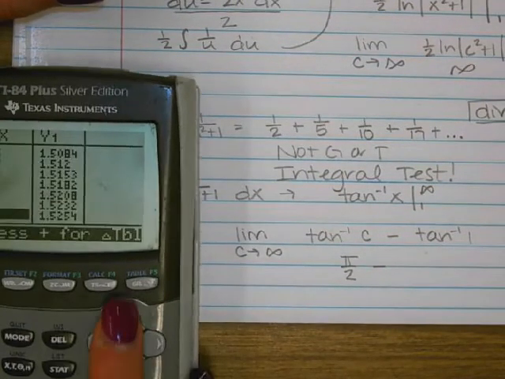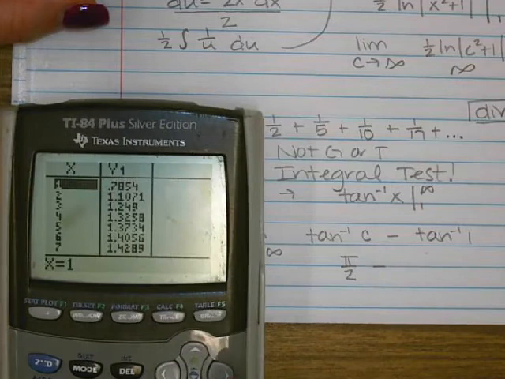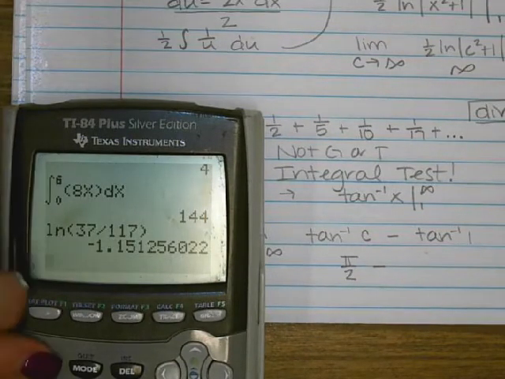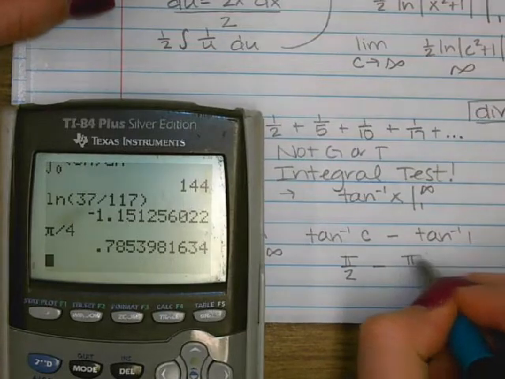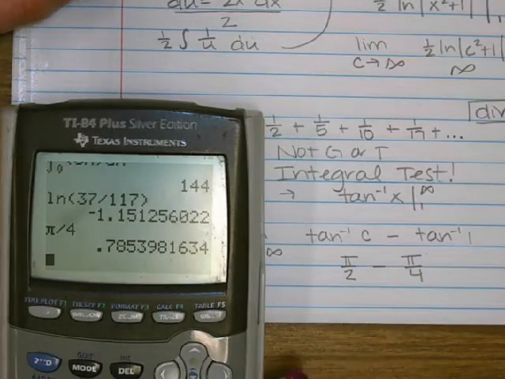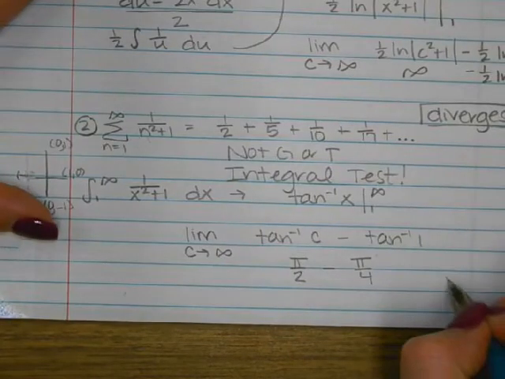Tan inverse of 1, if I plug 1 in, I'm going to find, I want to say it's pi fourths. So 0.784, and then I'll just double check, pi fourths. All right, so pi halves minus pi fourths is going to be pi fourths, so this converges.